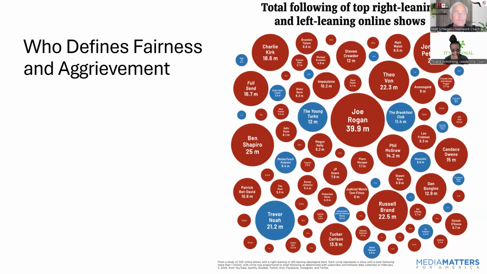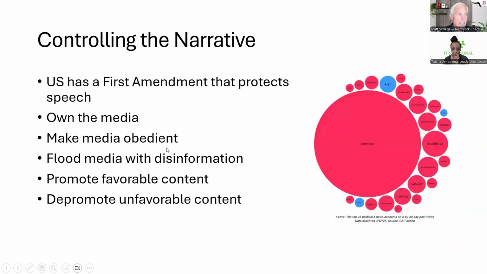Exactly. And so the United States is interesting as a country because we have a First Amendment. The First Amendment protects speech, and everybody has the right, given by our Constitution, to free speech. Not every country has a free speech right, but we do. And so if you want to control the narrative in a country that has free speech, how do you do that?